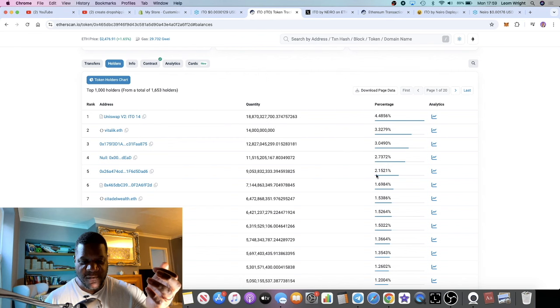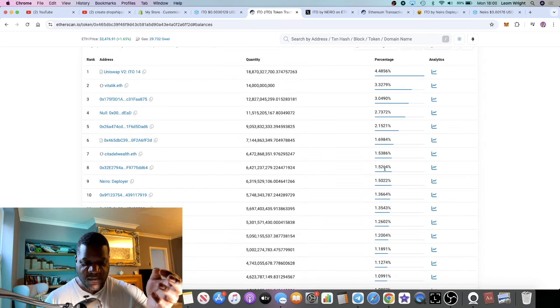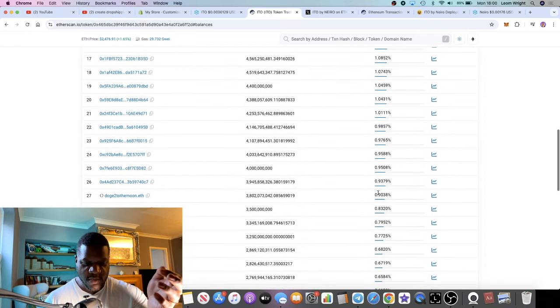Now, outside of these top four holder transactions here, you have Vitalik, who we're not worried about. You have the dead address, who we're not worried about. Then you have these two addresses, which account for 5% of the supply, 3% and 2%. And outside of that, nobody else has more than 2% of the supply.